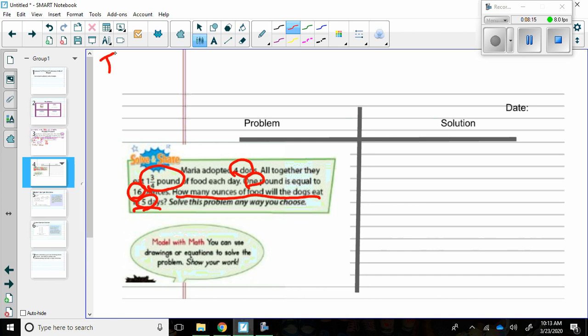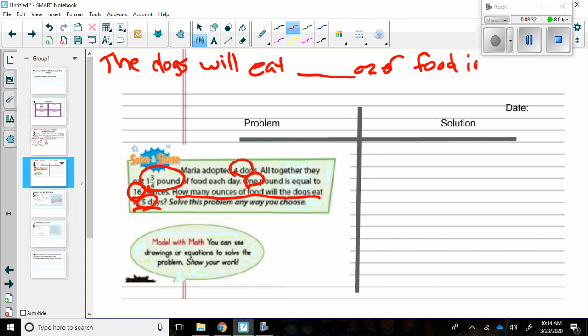I'm going to restate that here. The dogs will eat blank ounces of food in 5 days. Okay. So now we've restated our question. We know exactly what we need to think about in order to answer it efficiently.